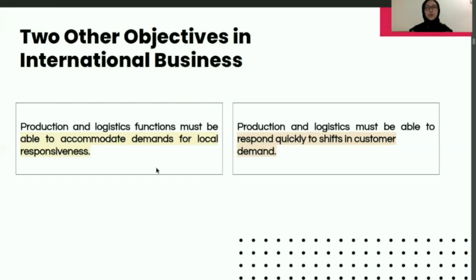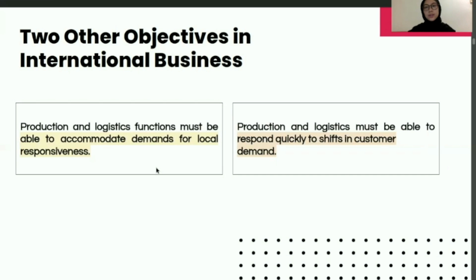So in addition to the two objectives that I have mentioned in the previous slides, which is to lower costs and to improve quality, there are two other objectives that are particularly important in international businesses. The first one is that production and logistics functions must be able to accommodate demands for local responsiveness. And as we have studied in the previous chapters, demands for local responsiveness arise from national differences in consumer tastes and preferences, in infrastructure, in distribution channels, and in host government demands.